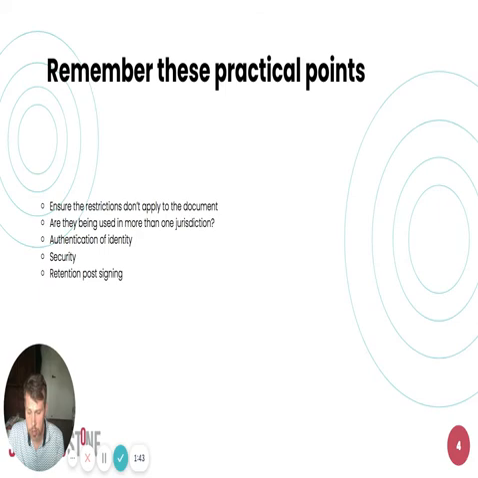Consider security. How robust is it? Someone drawing a signature on a PDF file is, I would suggest, less secure than something like Zeegle, where they have two-factor authentication around it.